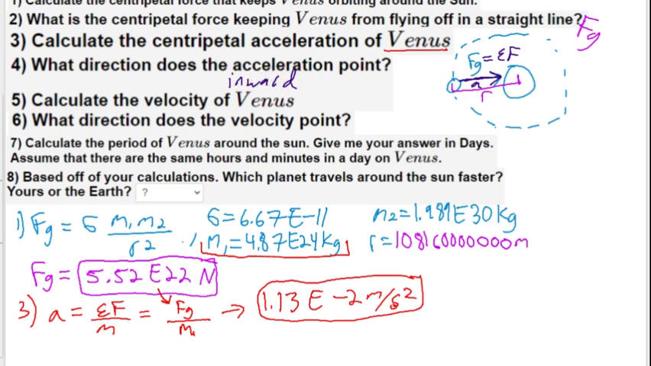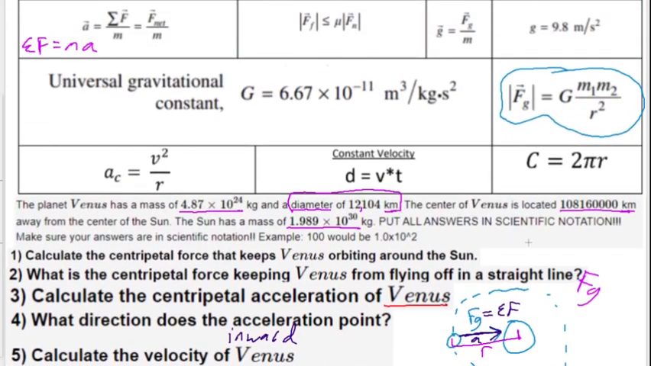Number 5 wants us to calculate the velocity of Venus. So let's look above if we have an equation with velocity. We have 2 of them. We got one right here, and we have one right here. In order to use this one, we need the distance and we need the time, which we can solve for the distance, but we don't have the time, so we can't use that.